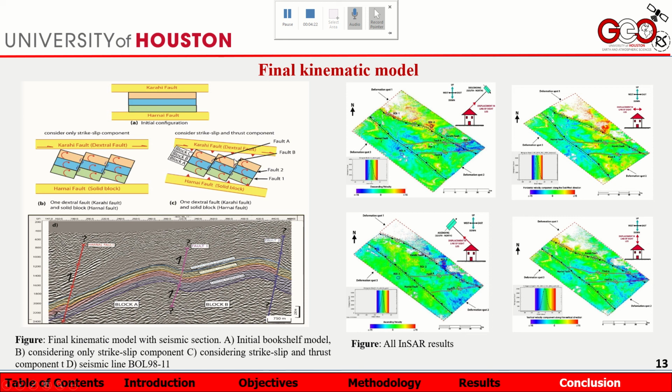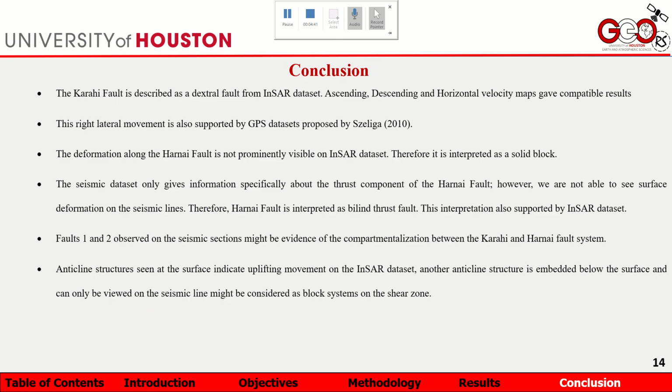According to this result, if the movement is right lateral on the Karai fault, and if we consider this area just to have a thrust component because of the seismic section, then between these two faults, a block will turn in a clockwise direction. This is my overall result and my model in this study.